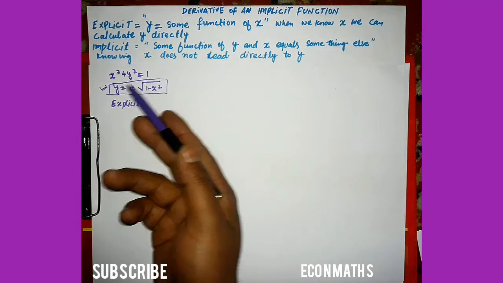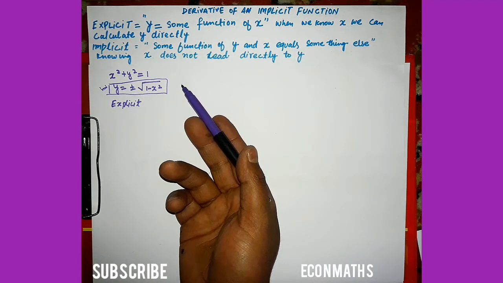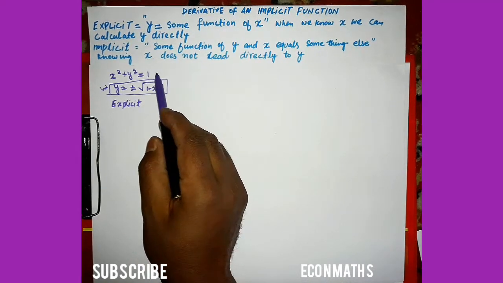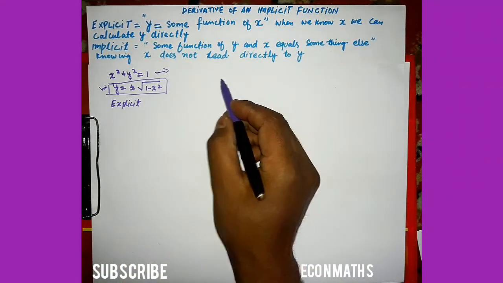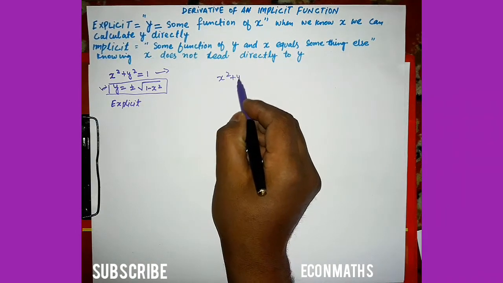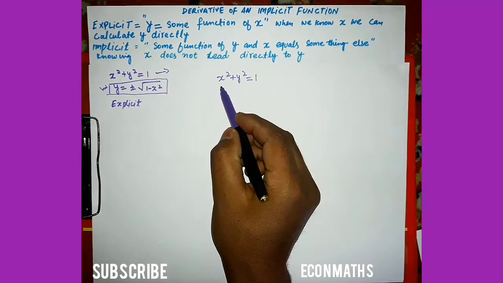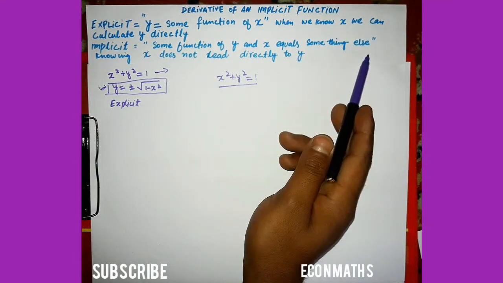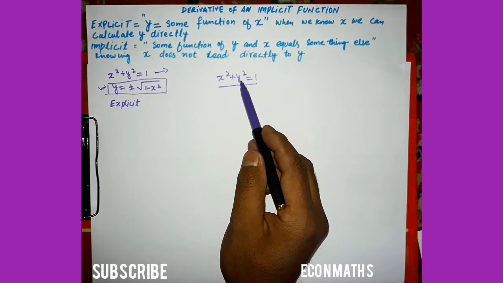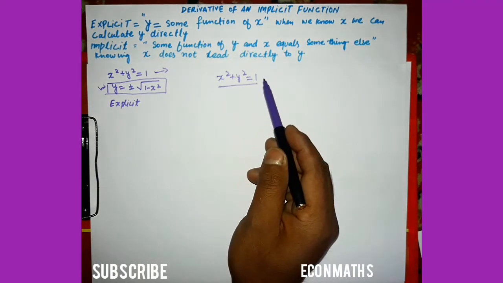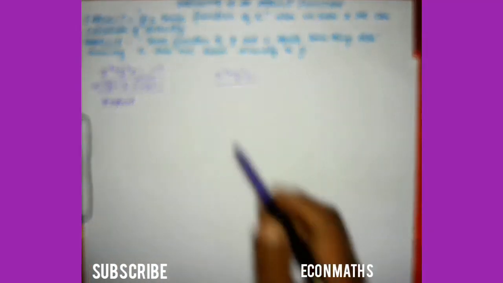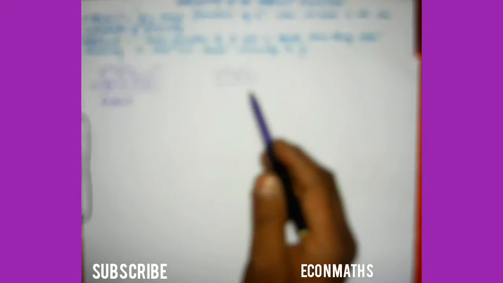So we can also convert this into the implicit form, which is x square plus y square is equal to 1, which in itself is an implicit function. This is an implicit function, because implicit means some function of y and x is equal to something else. Here it is 1. So knowing x does not lead directly to y. If we know the value of x, this cannot lead us directly to y.